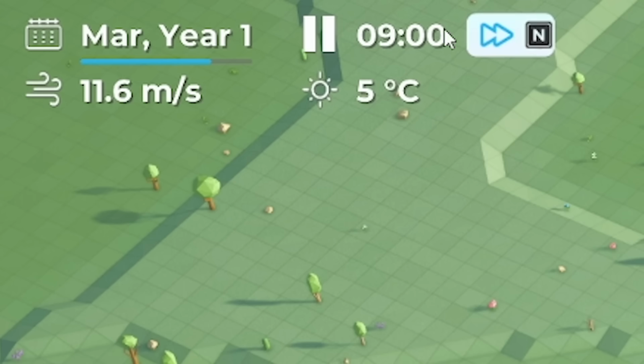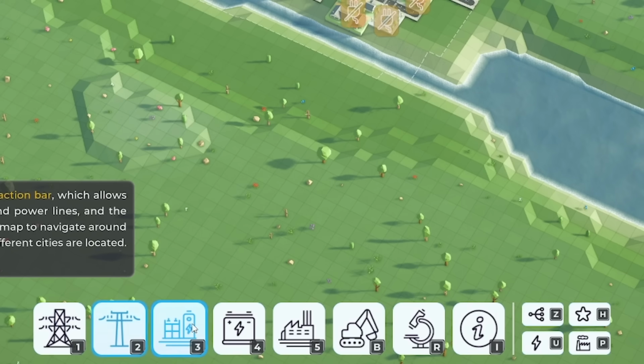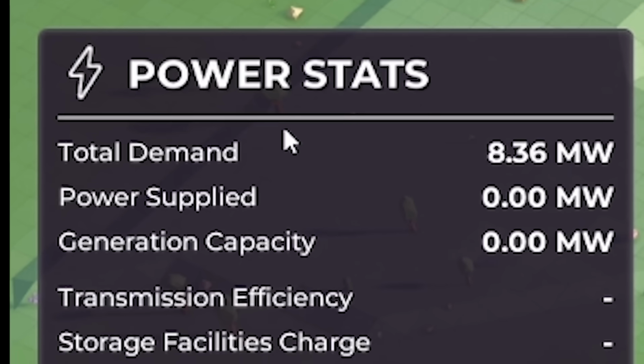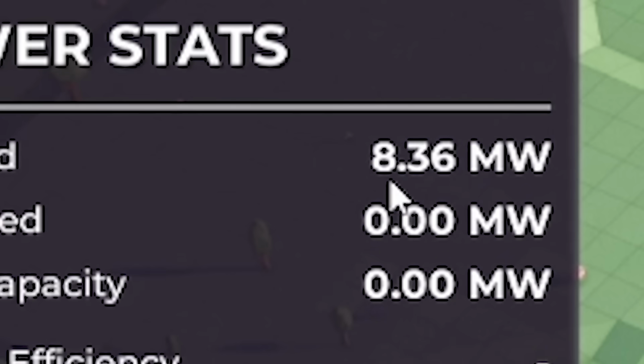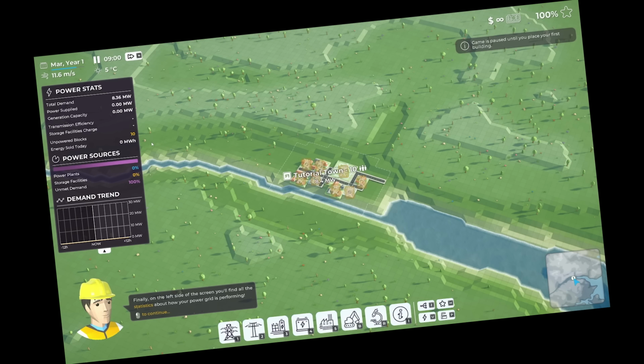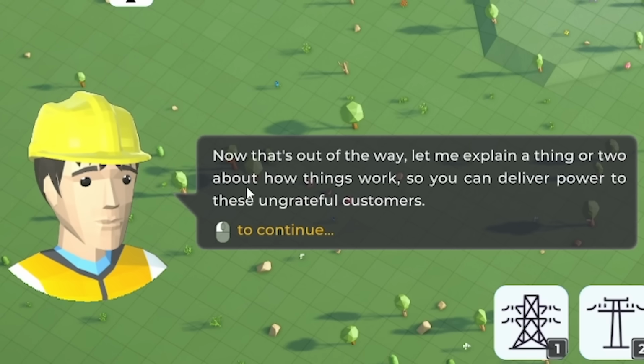Right, so up here we have the date, the time. We have the wind speed and the temperature. That all affects our network, apparently. And then along the bottom, we have all these icons. These are the buildings and other things that we can plop down. And then over here on the left, we have the power stats. So basically, this town, they need 8.36 megawatts. Megawatts? Milliwatts? Mattwatts?